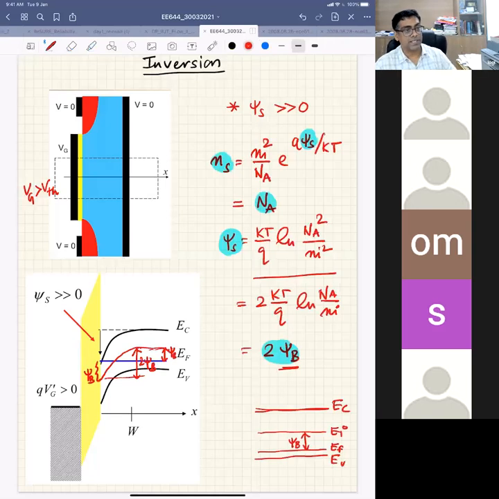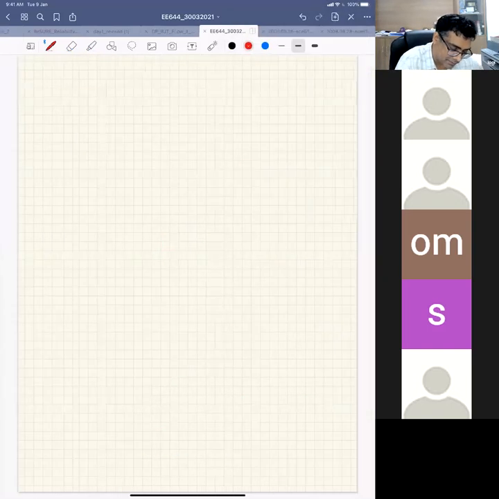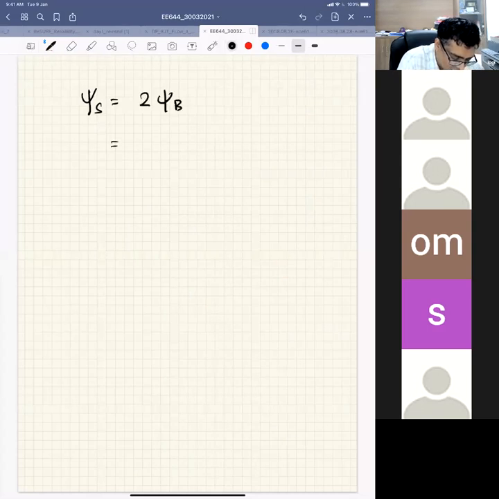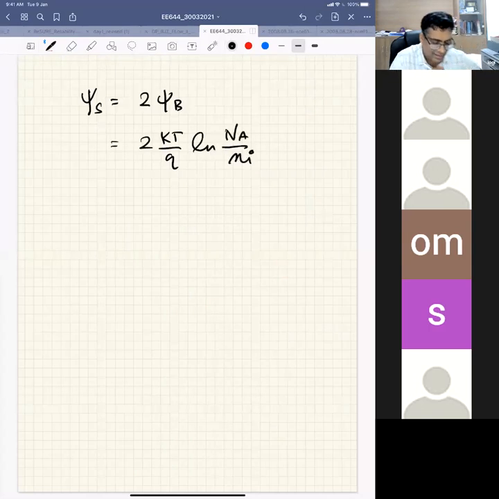So when the surface potential becomes 2 times psi b, that means we have enough electrons, so that the number of electrons is equal to the number of holes at the surface in the flat band condition. So the condition for inversion is psi s equal to 2 psi b, where psi b is kT by q ln Na by Ni. Whenever your surface potential reaches this value, 2 kT by q ln Na by Ni, we call it the inversion condition.